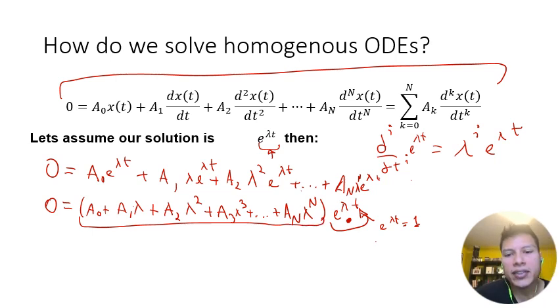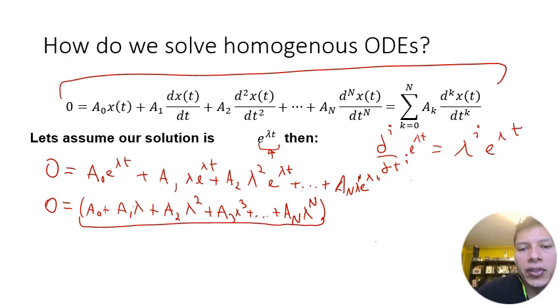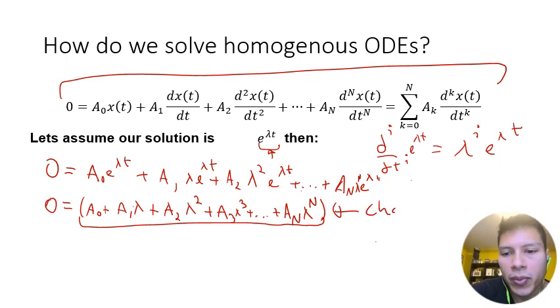And so as a result, the equation that we actually have to solve to determine the solution is we have to find the roots of this polynomial. And we actually call this polynomial something special, which is the characteristic polynomial.